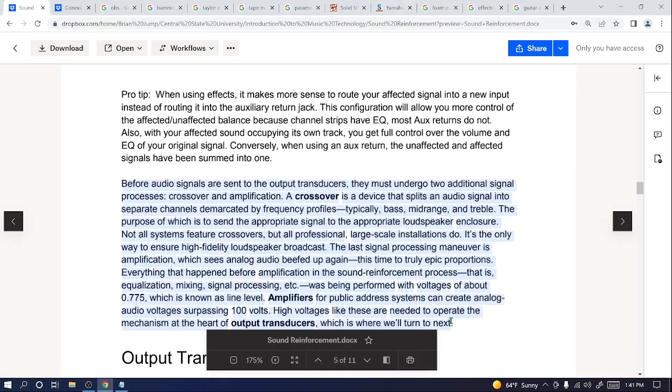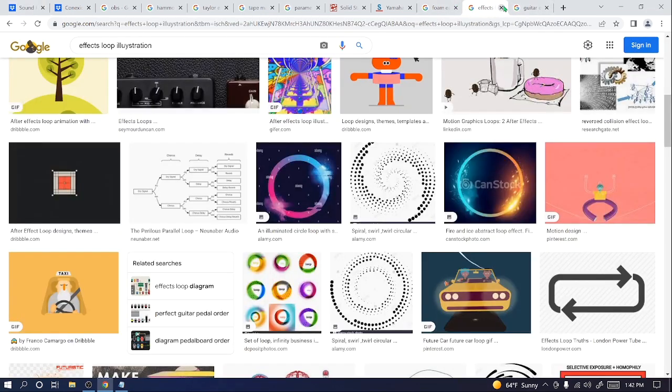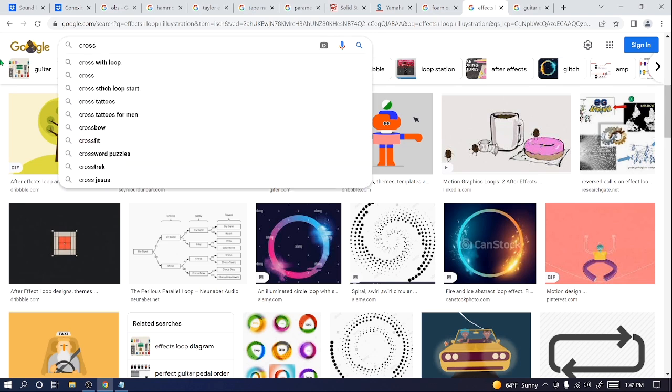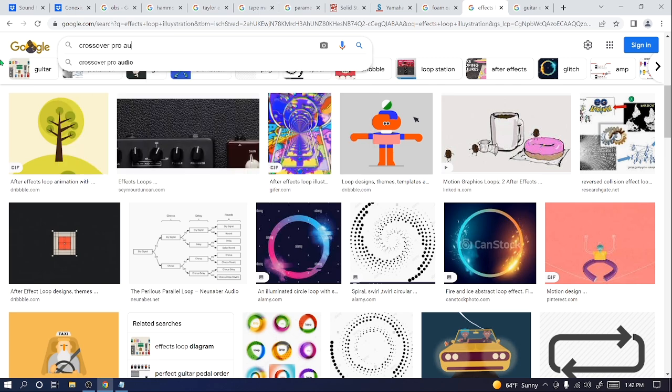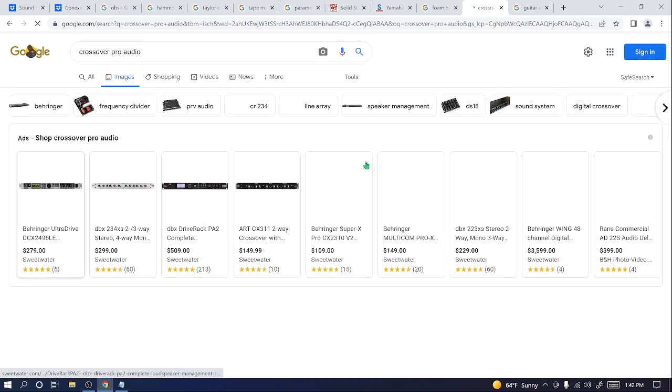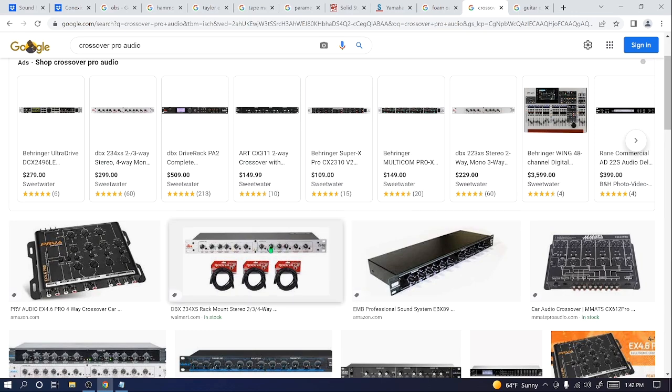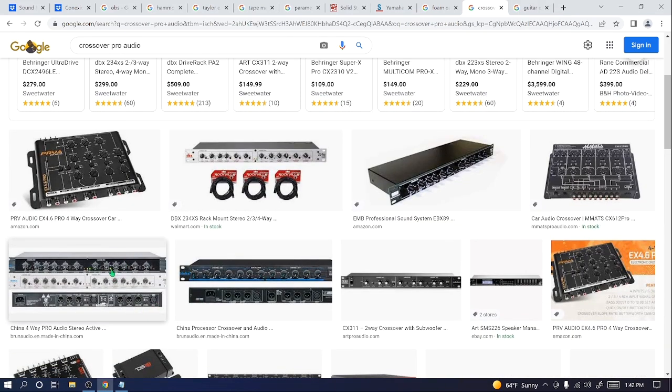The next step and the last step in signal processing is to crossover, or to route the signal through a crossover. Now this is a device that splits your signal into lows, mids, and highs. Crossover, Pro Audio. Right, also just looks like an unassuming rectangle. All right, what the hell does a crossover do?